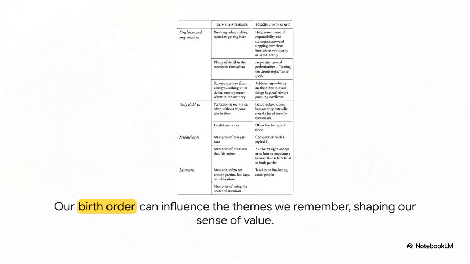And believe it or not, things like your birth order can have a huge influence on your answer to that question. You can see from this table, which is from the source material, that firstborns often have memories about being responsible or maybe breaking the rules, which can lead to a feeling that they only matter when they're in control. A lastborn, on the other hand, might remember always being the center of attention. These themes just keep popping up in our earliest memories, and they shape what we unconsciously believe we have to do to feel important.